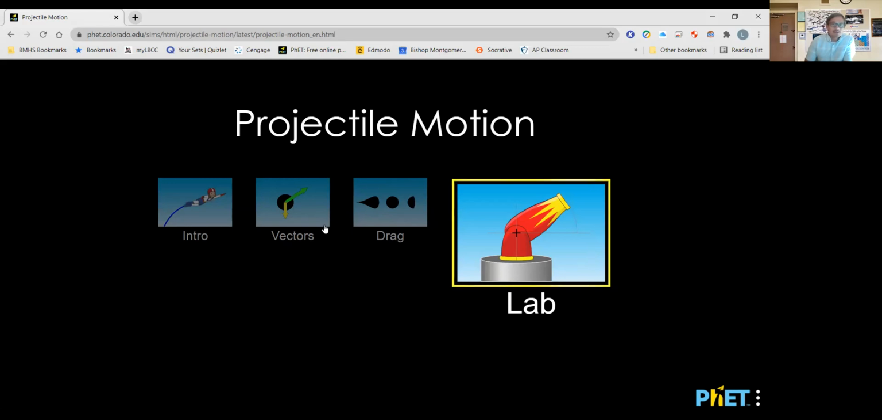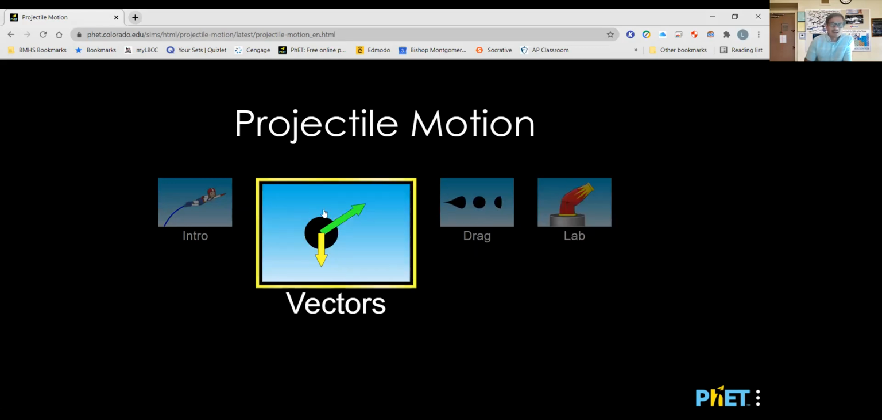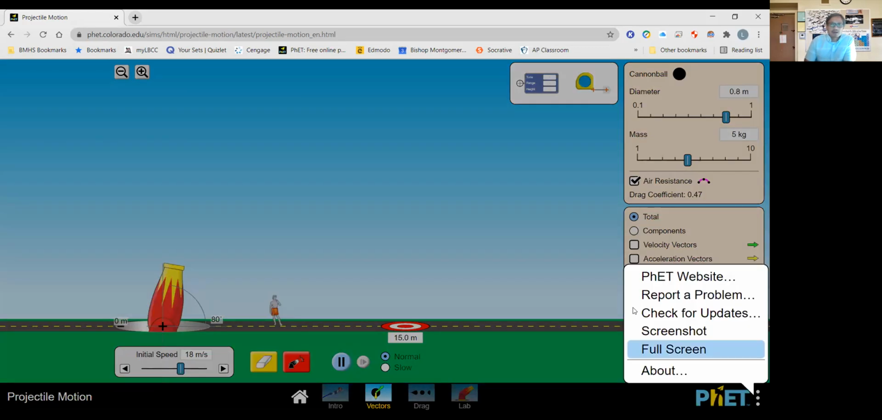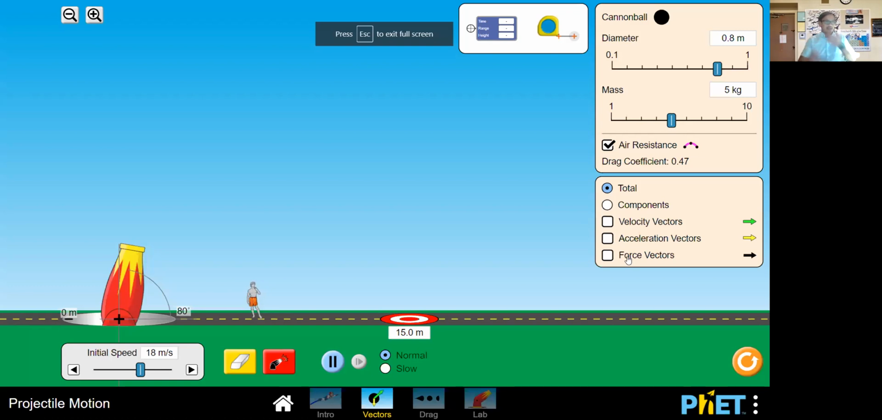What I'm going to do is I'm going to use the vector quantity, the vector option here. So I'm going to go ahead and click that on. Okay, and let me open this up for a full screen here. All right, and again, if you notice here, the tools are pretty much the same as well. The only difference is in this particular one, the only option we have here is the cannonball.